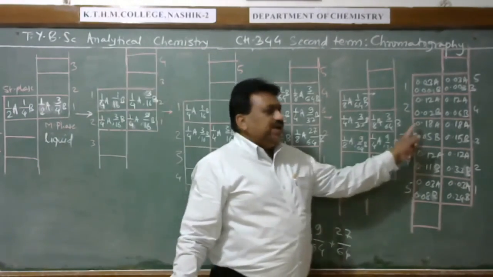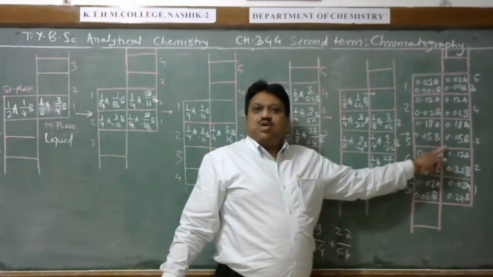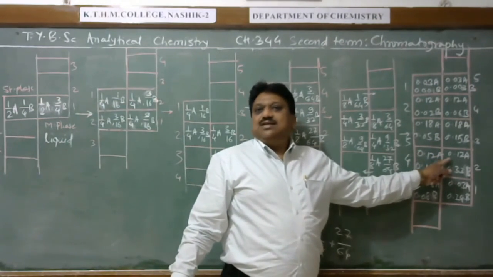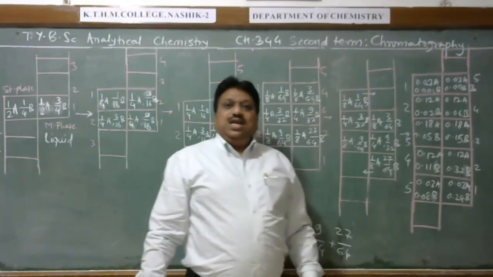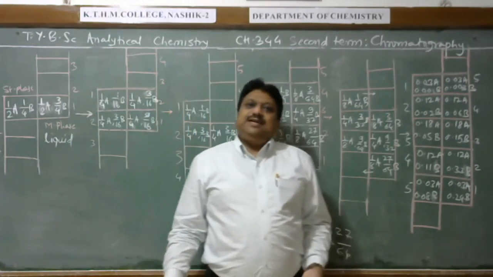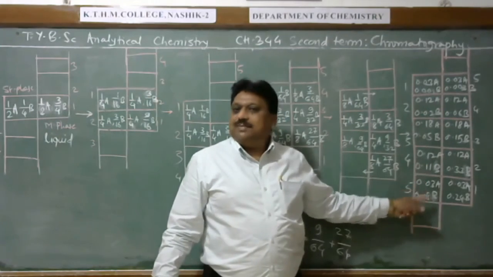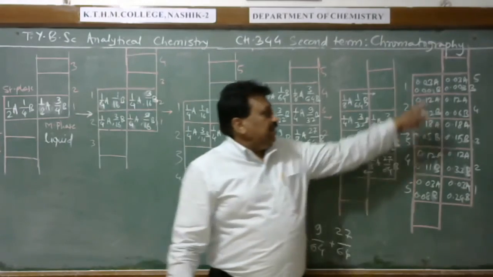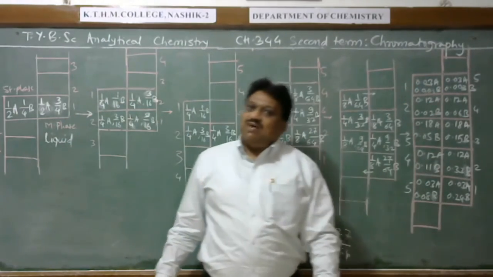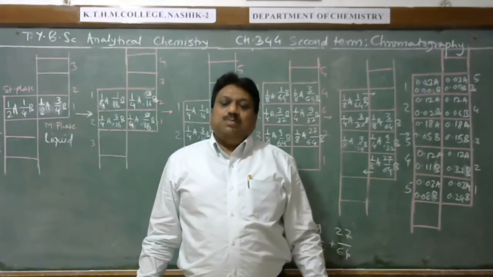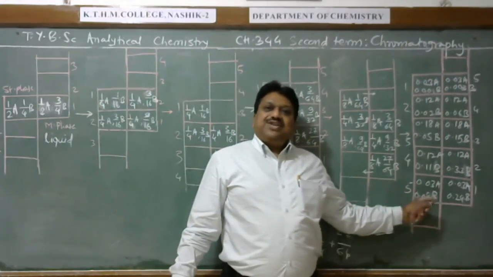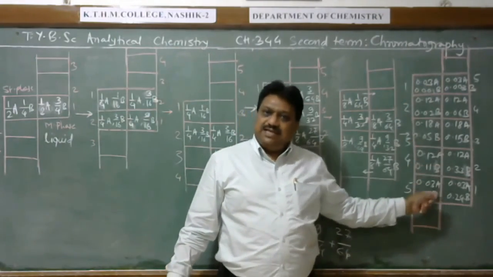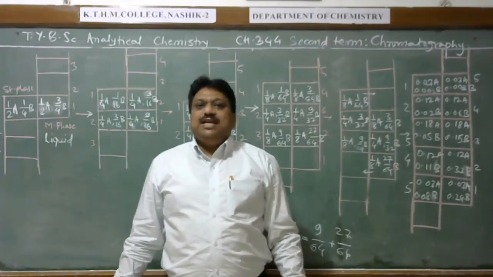Therefore, in this case, we can discuss the matchbox model, how it is useful for separation of two components having little solubility difference. If two components have more solubility difference, then fewer equilibria are required. And if two components have less solubility difference, then more equilibria are required to separate the two components. That means separation efficiency depends not only upon the number of equilibria taking place in the matchbox model, but also on the solubility difference.